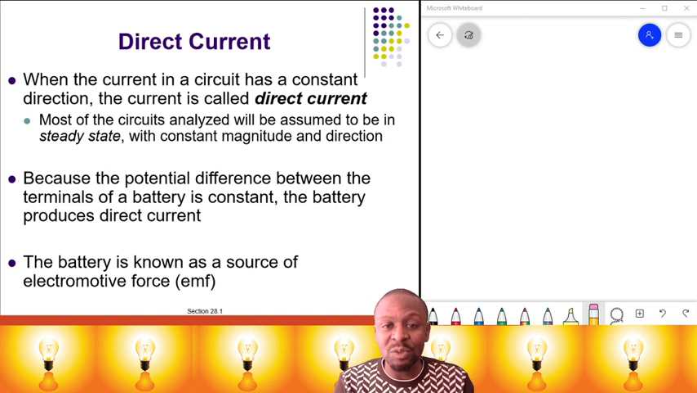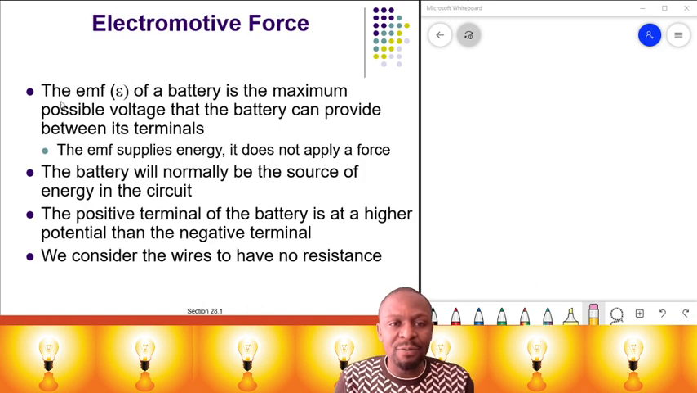Now, the battery is known as a source of an EMF, the source of an electromotive force, and we normally call the electromotive force the EMF, and we denote the EMF by the symbol epsilon. The EMF of a battery is the maximum possible voltage that the battery can provide between its terminals.